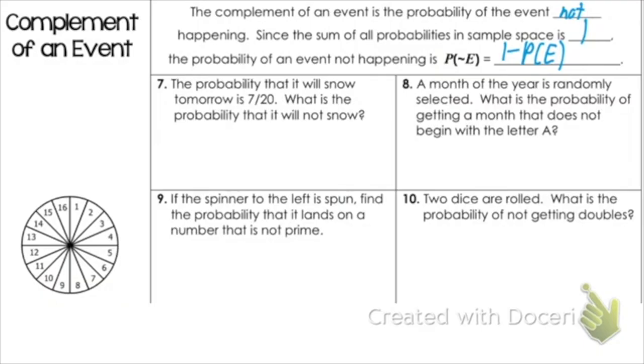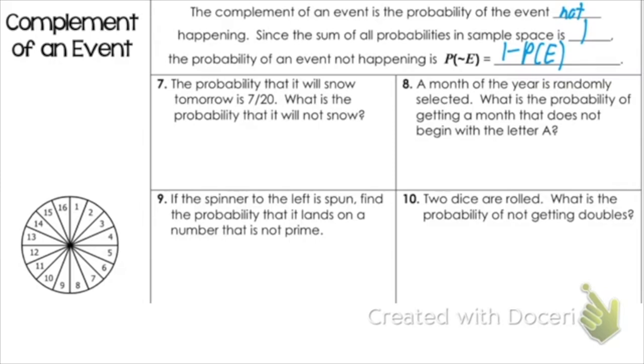So the probability that it will snow tomorrow is 7 out of 20. So what's the probability it won't snow? 13 out of 20. And Abby, what was the math you did there? 7 to 20 is 13, and then just put it over 20. Okay, but what did you end up having to add them up to? Like, what did you add 7 and 13 up to? 20. Because 20 divided by 20 is 1.